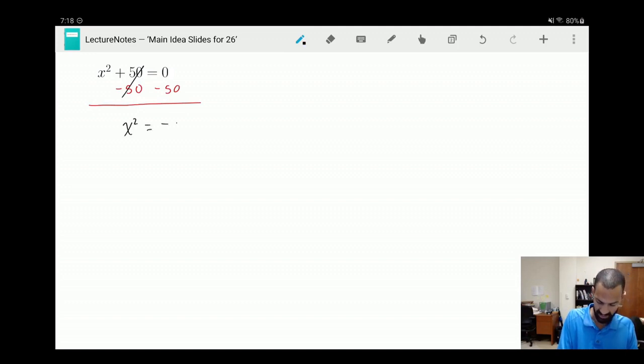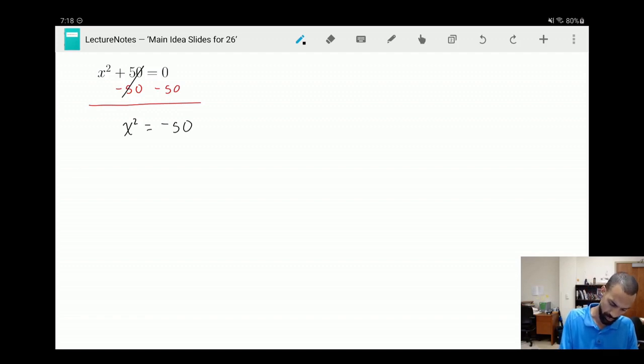X squared is equal to negative 50. Now, let's go back. X squared plus 50 equals 0. This right here looks a lot like difference of squares, right? That was sum of squares, and we said that we couldn't get a solution for that, okay? Or at least we may have said that at some point. That would be a lie. We actually can have a solution to that, so we're going to talk about that now.